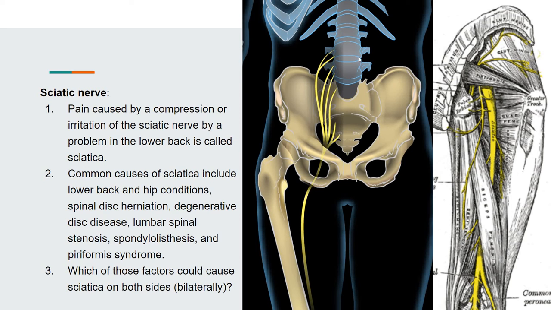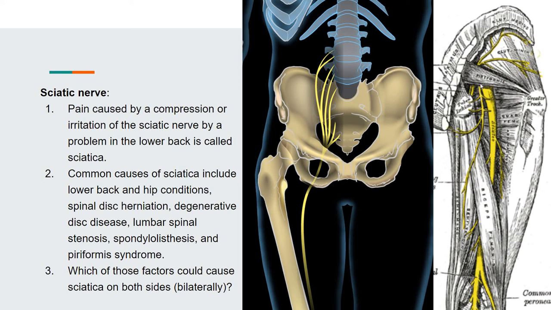That's broad and general, so it can actually happen on both sides. Now, lumbar spinal stenosis, that actually kind of goes along with that degenerative disc disease. And spondylolisthesis, that's when actually one of these bones will slip forward on top of the other one, which is another way that lumbar spinal stenosis can happen.